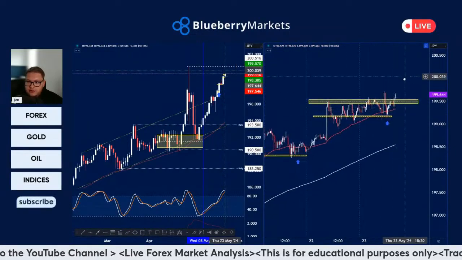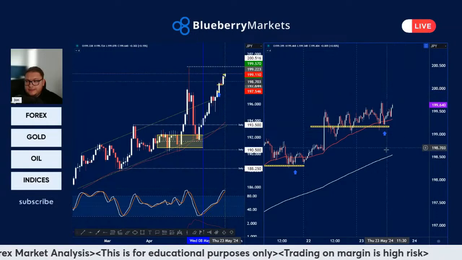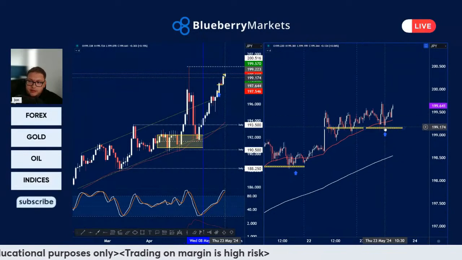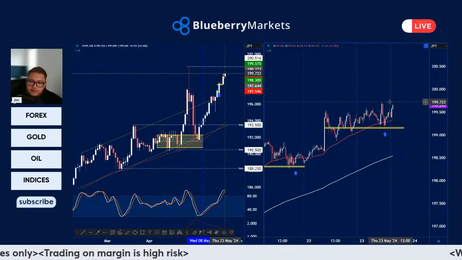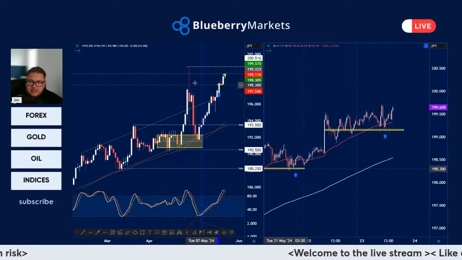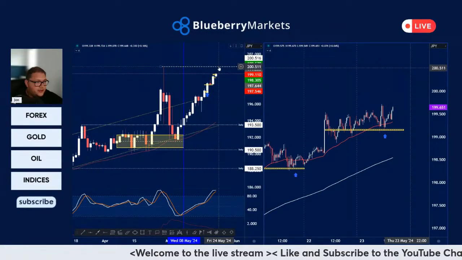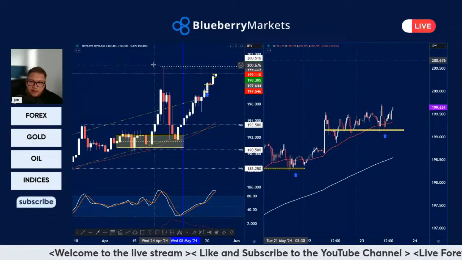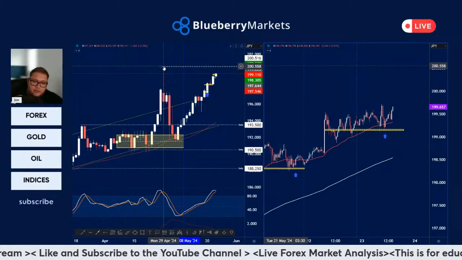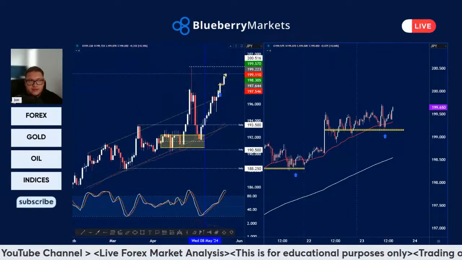But pound yen, I like the idea of longs. I like the idea of being a buyer of pound yen, especially down towards these recently formed swing lows. I think if we can breach the 199.70 handle, the next area of interest for me is all the way back up in that 200.5 area, where we saw that potential intervention back at the end of April. So keep an eye on your pound yen. Quite like pound yen longs at the moment.